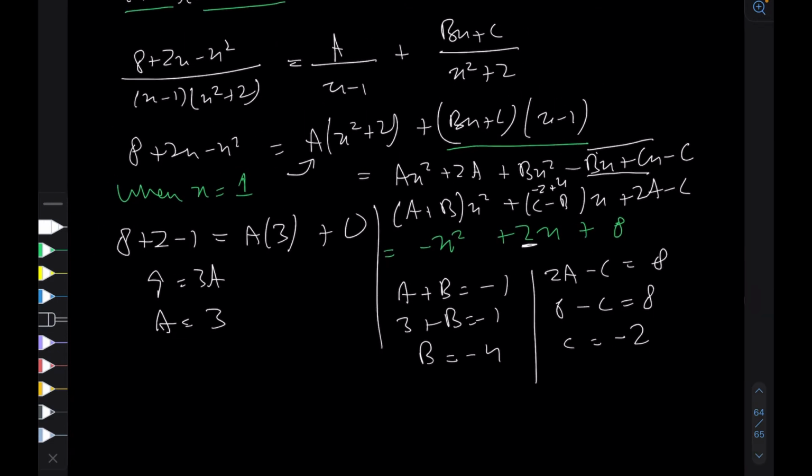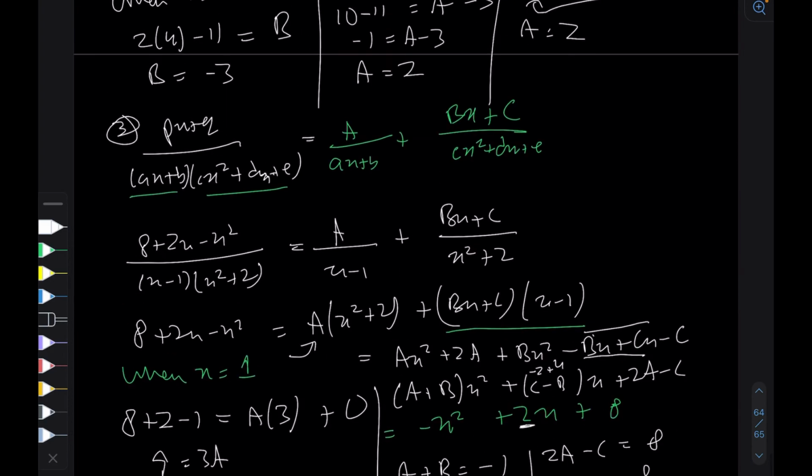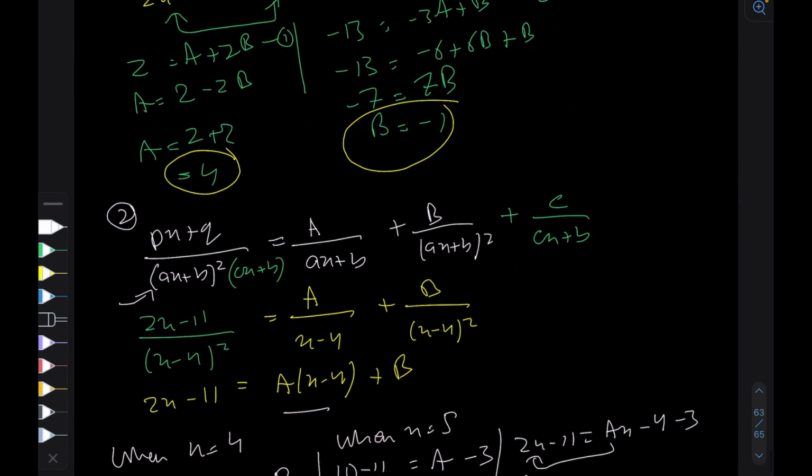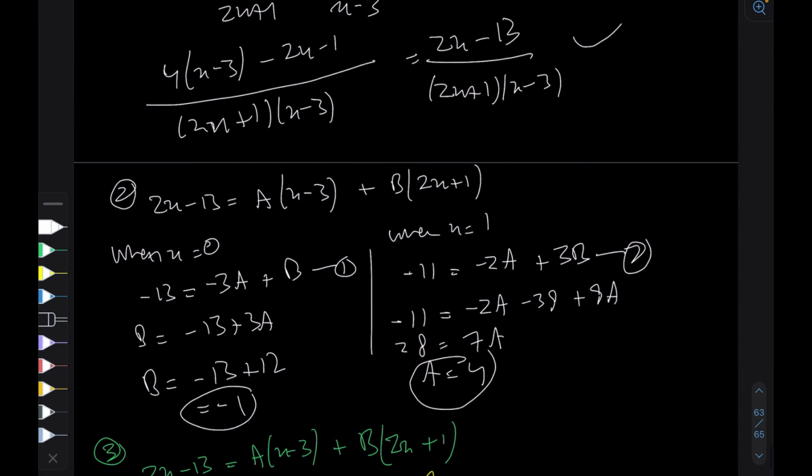So one thing to notice here is that in all of these three types, the degree of the denominator has always been greater than the degree of the numerator. Just to recap, in any polynomial, the degree is the highest power of x. So if I take a linear factor ax plus b, this is degree 1. If I take a quadratic, that's degree 2, right?